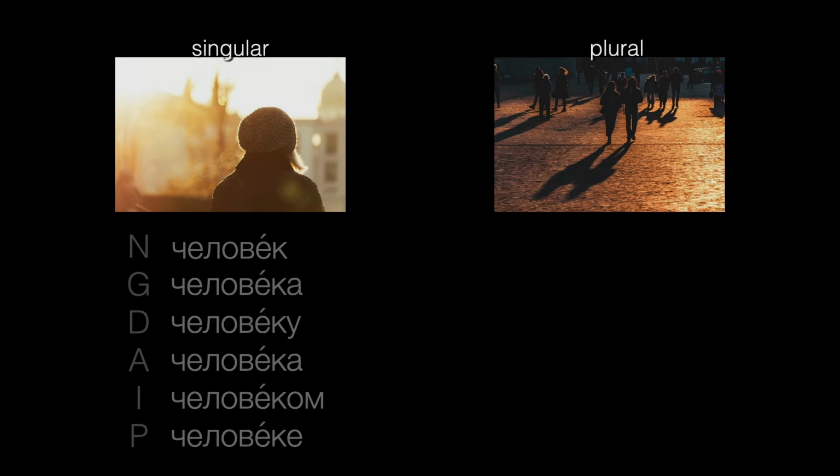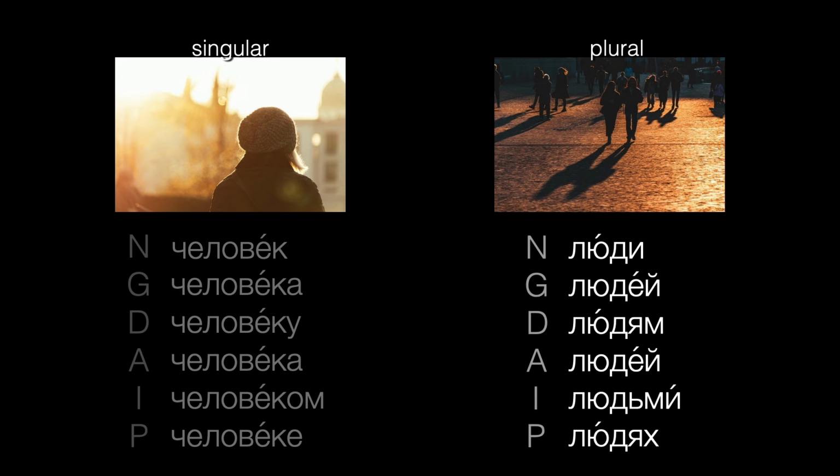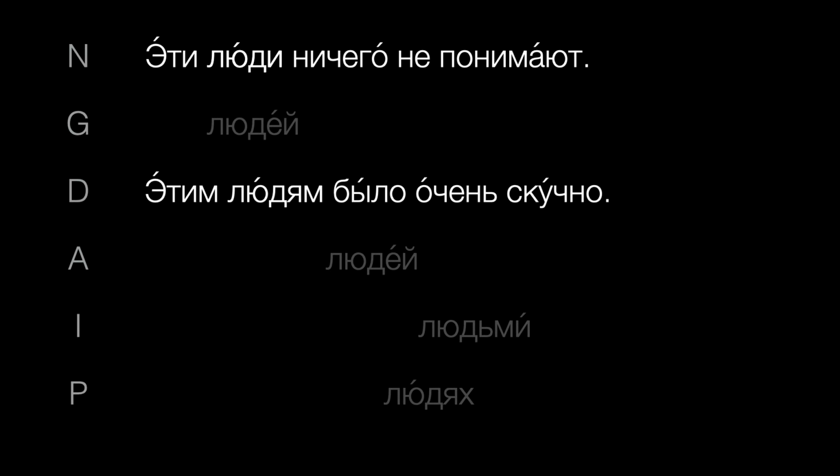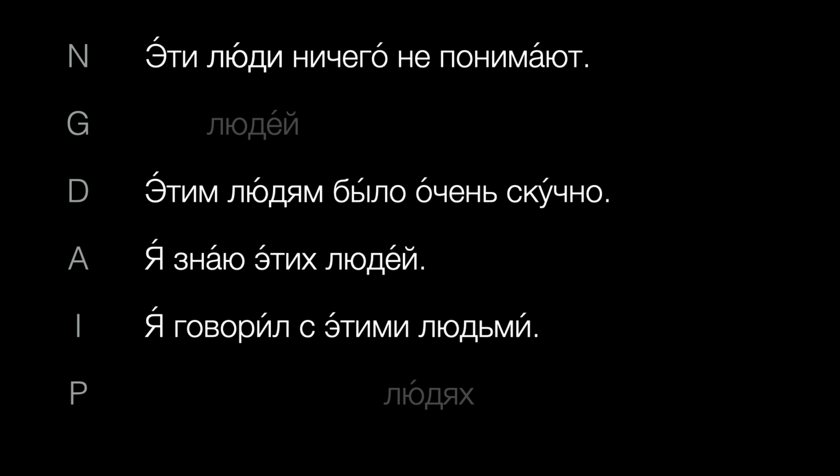But the nominative plural, the equivalent of English people, is люди, from a completely different root. And the most widely used plural forms will be based on this root. Let's look at some examples. Эти люди ничего не понимают. Этим людям было очень скучно. Я знаю этих людей. Я говорил с этими людьми.